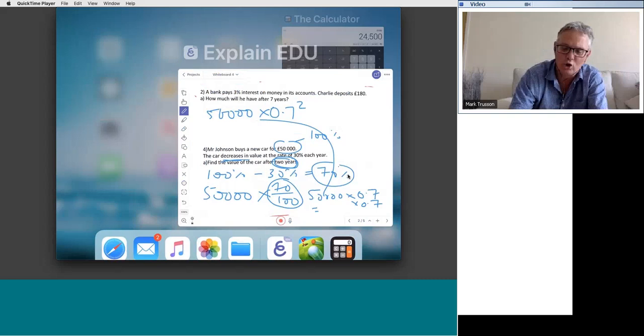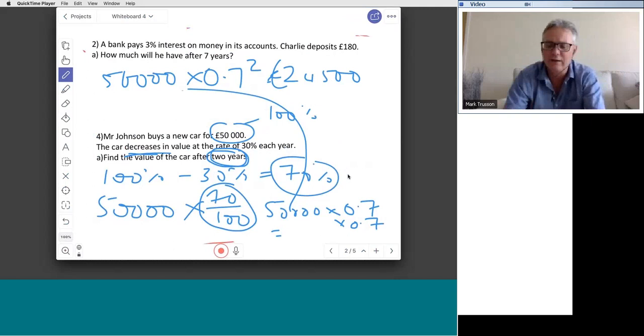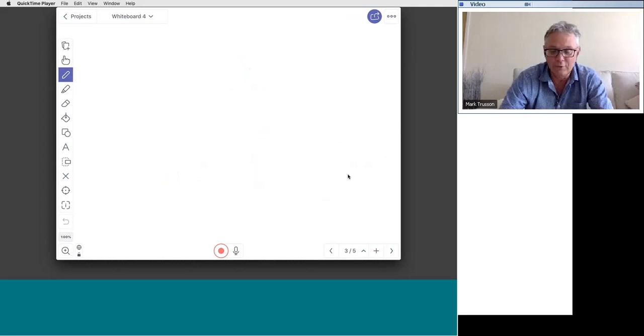Ouch. My lovely brand new car was worth £50,000 sterling, and it's now worth, after 2 years, £24,500. Ouch. And that is pretty realistic in terms of depreciation of cars. So quite a realistic example there. Again, there are some examples for you to work through where you can use these methods to calculate compound interest.